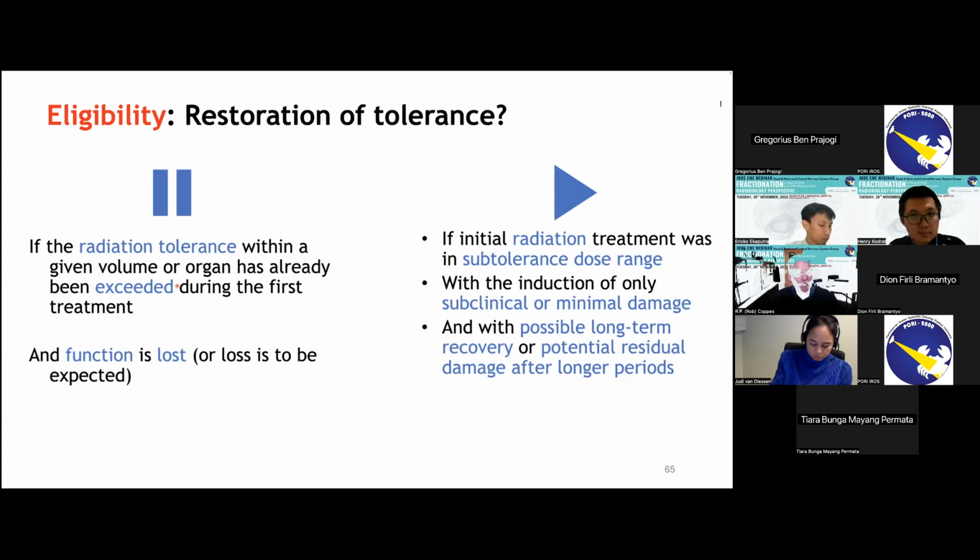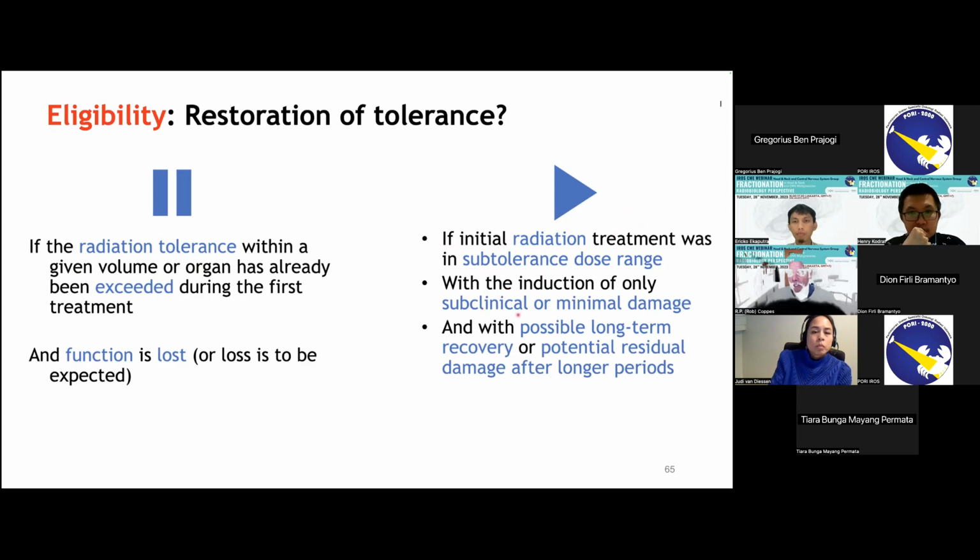If the radiation tolerance within a given volume of the organ has already been exceeded during the first treatment, you cannot do a re-irradiation, because there won't be any restoration, and that means that it's impossible to re-irradiate the patient. And if you see, for instance, that a function is already lost, or skin damage, fibrosis or other things that make you aware that you already have exceeded your tolerance in this patient, then you should not re-irradiate. However, if the initial radiation treatment was in the subtolerance dose range, then you can consider to re-irradiate.